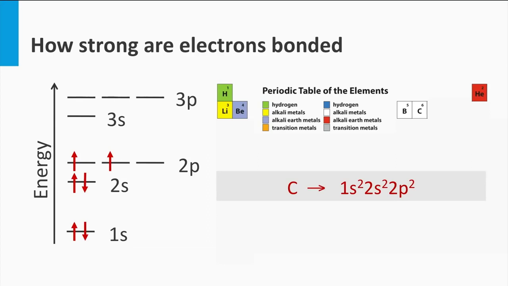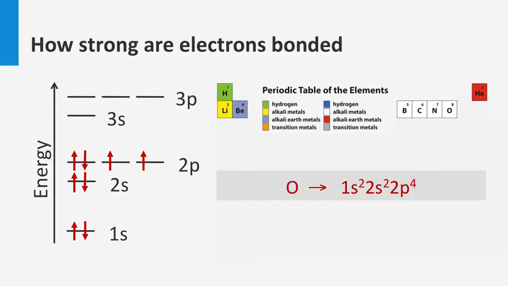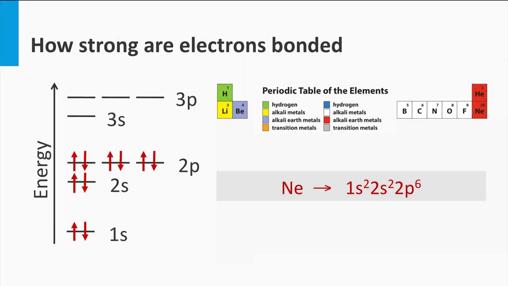The next element is nitrogen. It has 7 electrons in orbit around the nucleus and can fill up to 3 electrons in the 2p state. The next element is oxygen. It has 8 electrons in orbit around the nucleus and can fill up to 4 electrons in the 2p state. Fluorine has 9 electrons in orbit around its nucleus and can fill up to 5 electrons in the 2p states. Neon has 10 electrons in orbit around its nucleus and fills up the 2p fully with 6 electrons. Neon fills up fully the first and second shell.